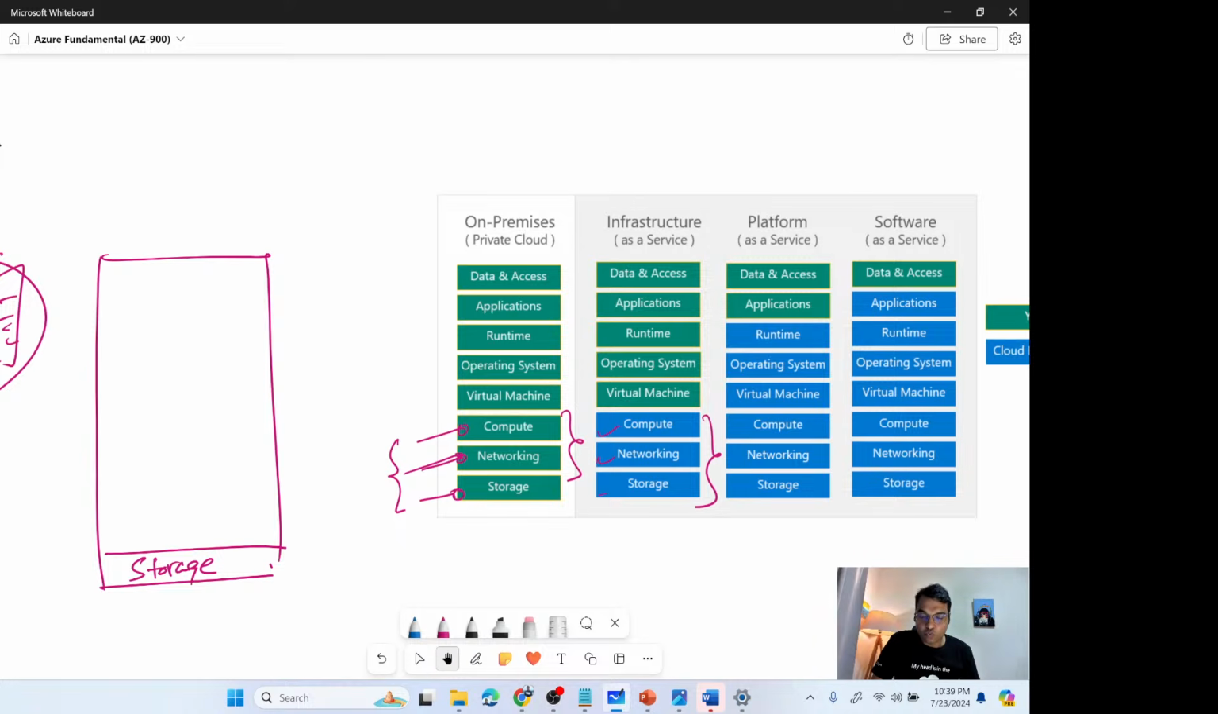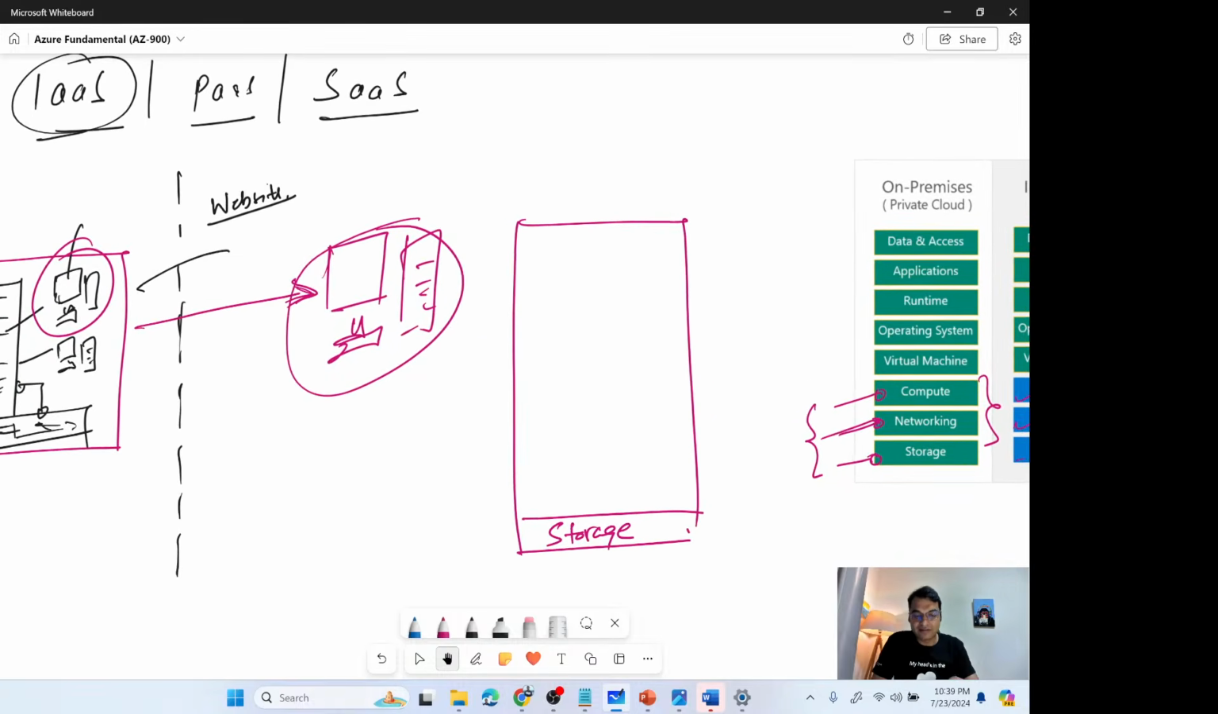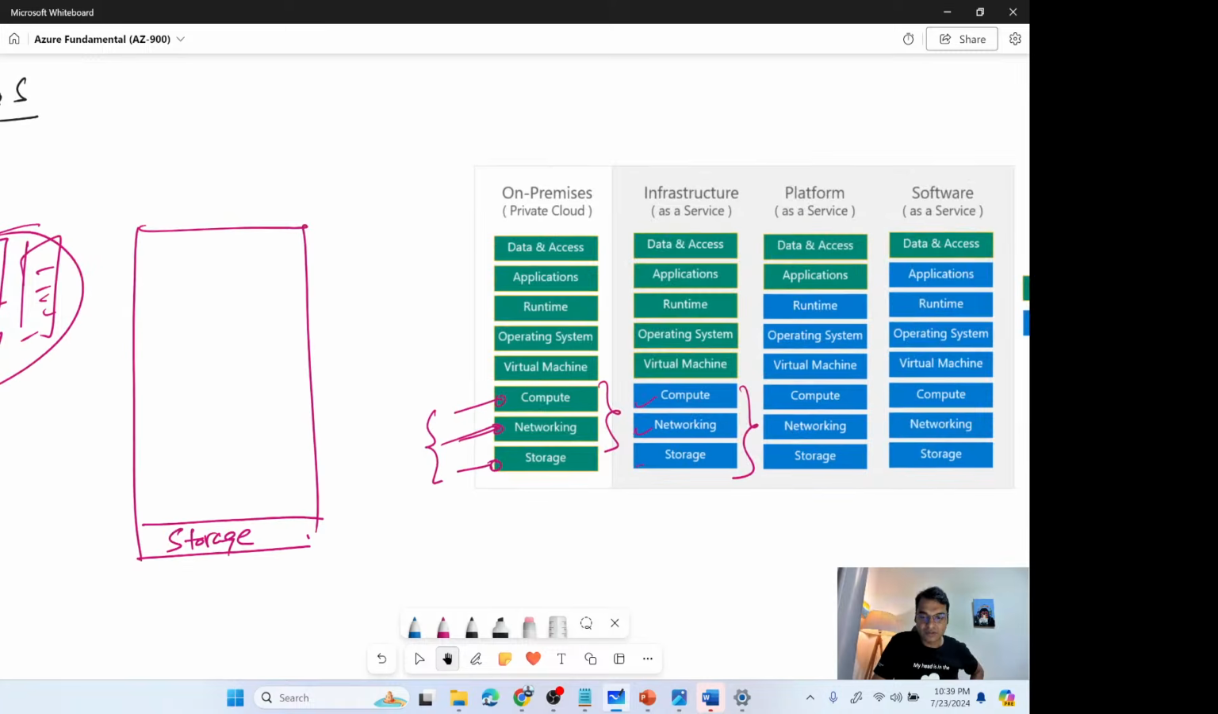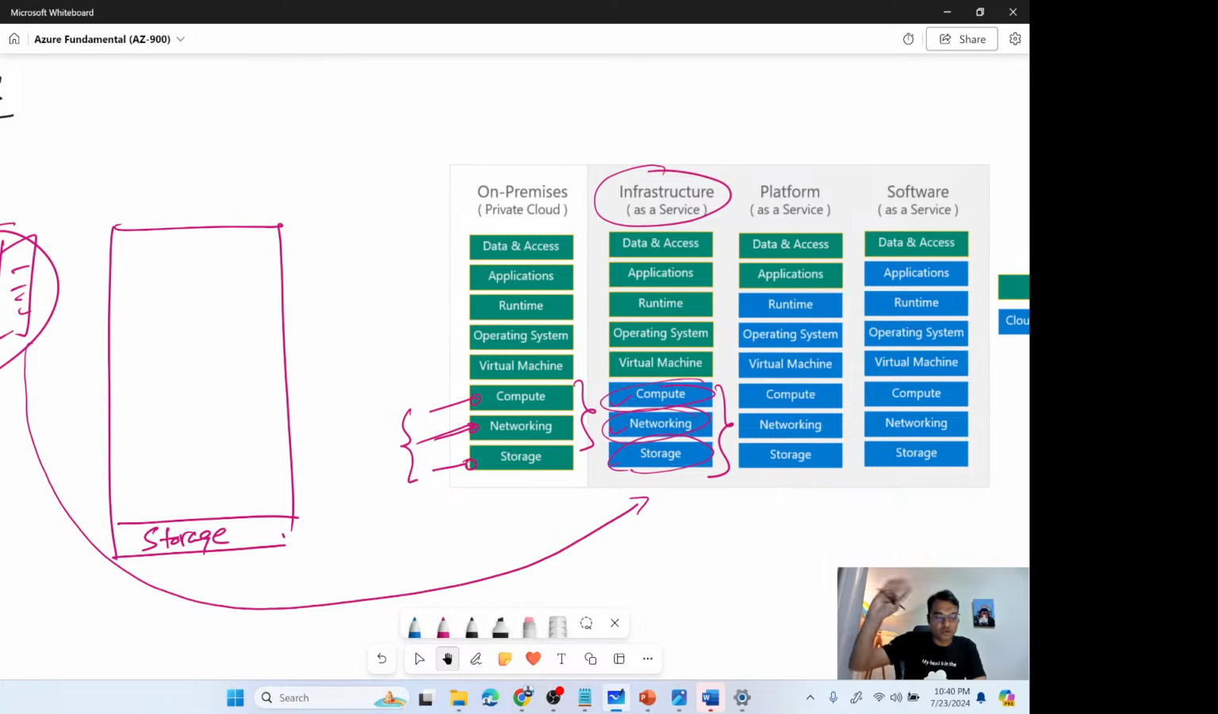So then all Bella has to do, if she wanted to bring her website and run it in cloud, and the easiest way was for her to go with infrastructure as a service, in which the entire machine comes up here and runs as is. The only difference is that storage, networking, and compute is taken care of by Azure. So she doesn't have to buy any hardware. She can just go to a portal, create a virtual machine with a few clicks, the machine is available, bring her website, and have it running there. That is all that she has to do.